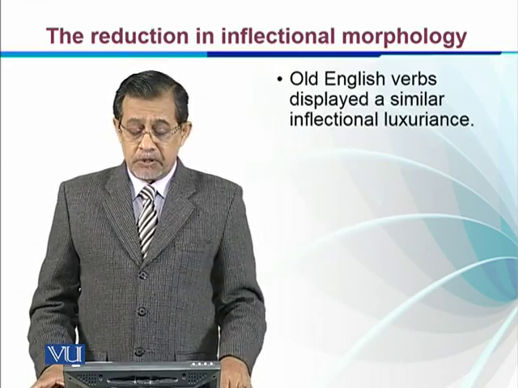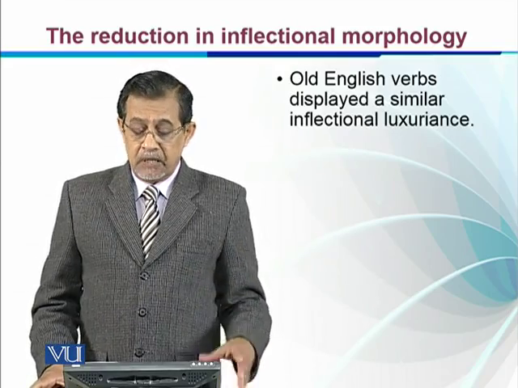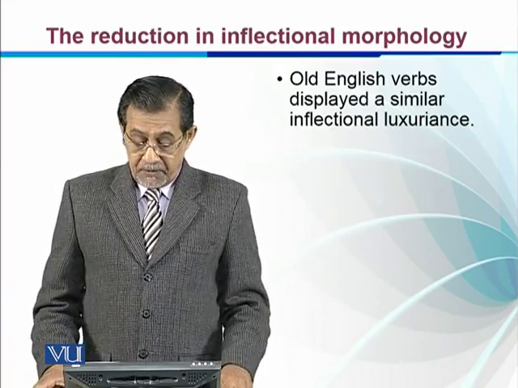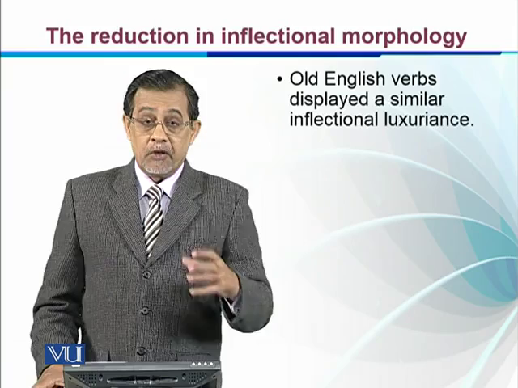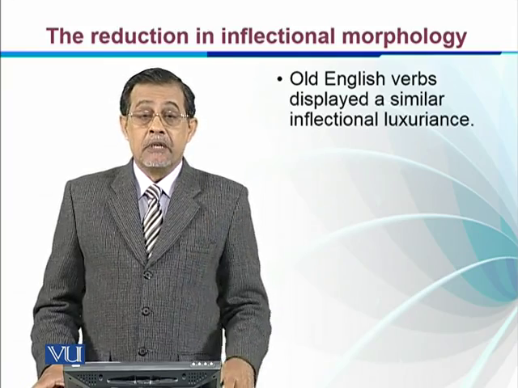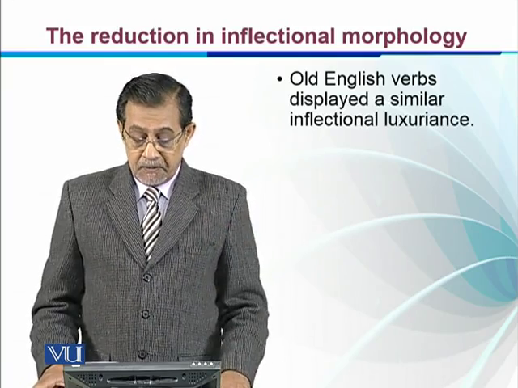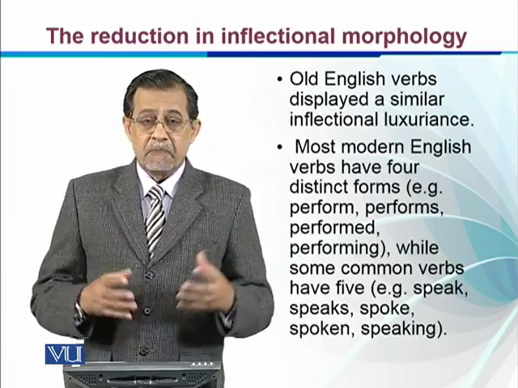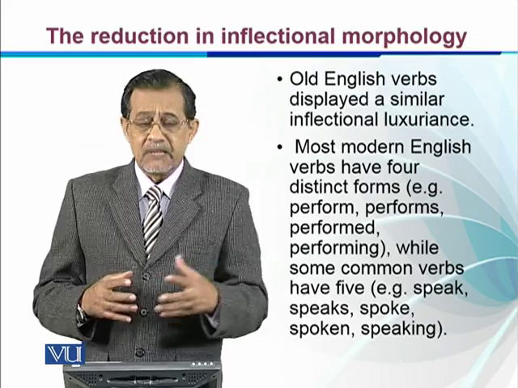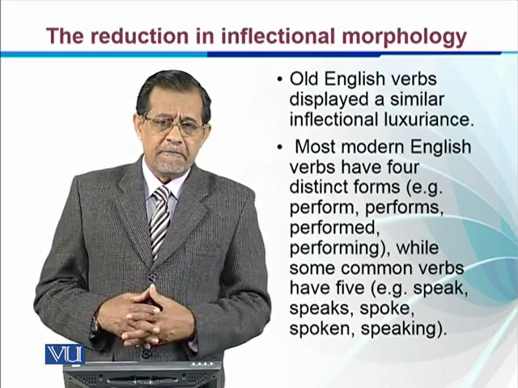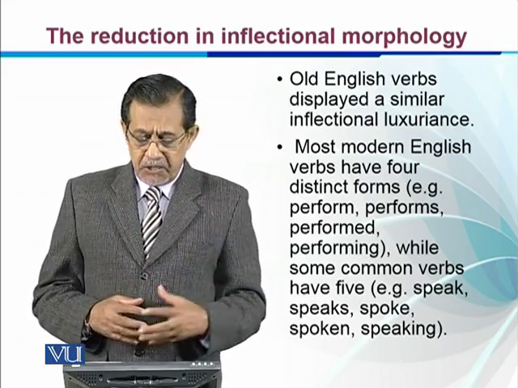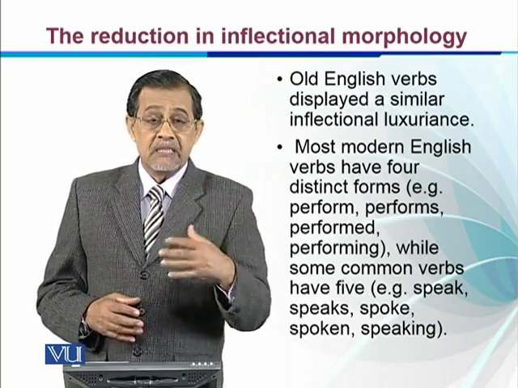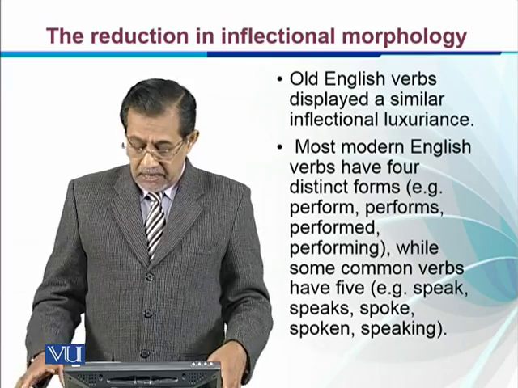Old English verbs display a similar inflectional luxuriance. They were of many forms. Think of the Arabic language, which has 14 forms. Most modern English verbs have 4 distinct forms: perform, performs, performed, and performing. Some have 5. For example, speak, speaks, spoke, spoken, and speaking.